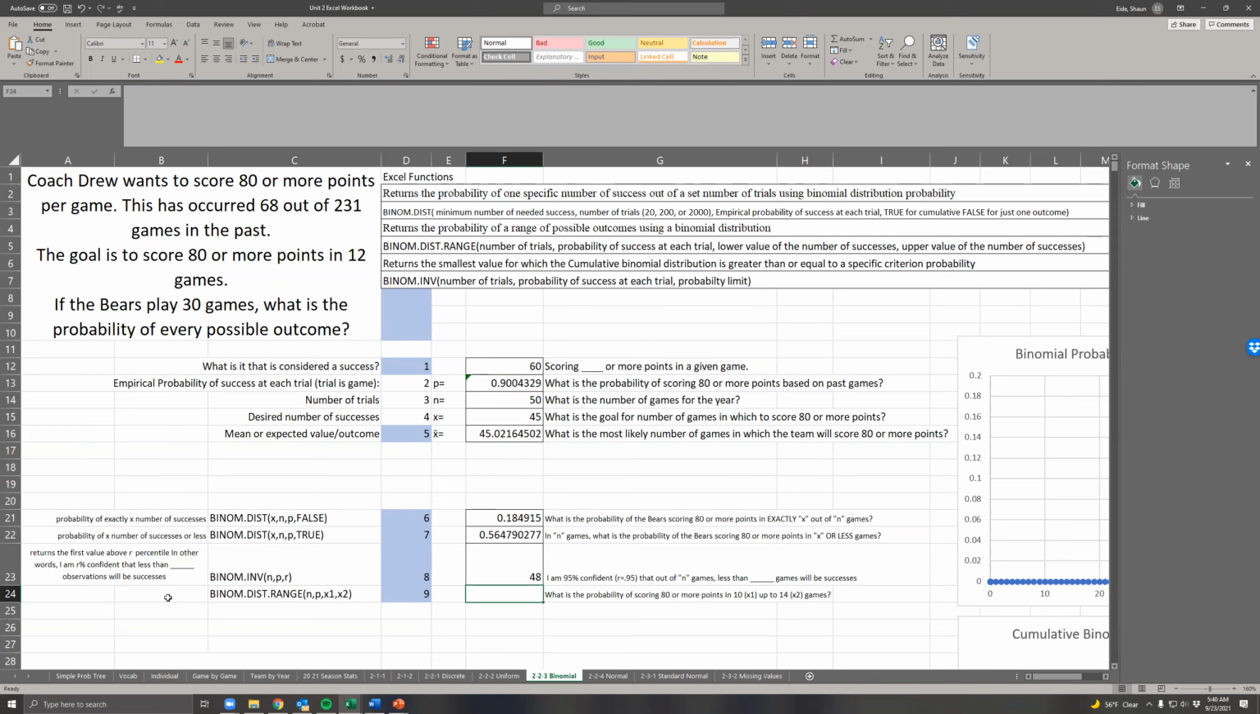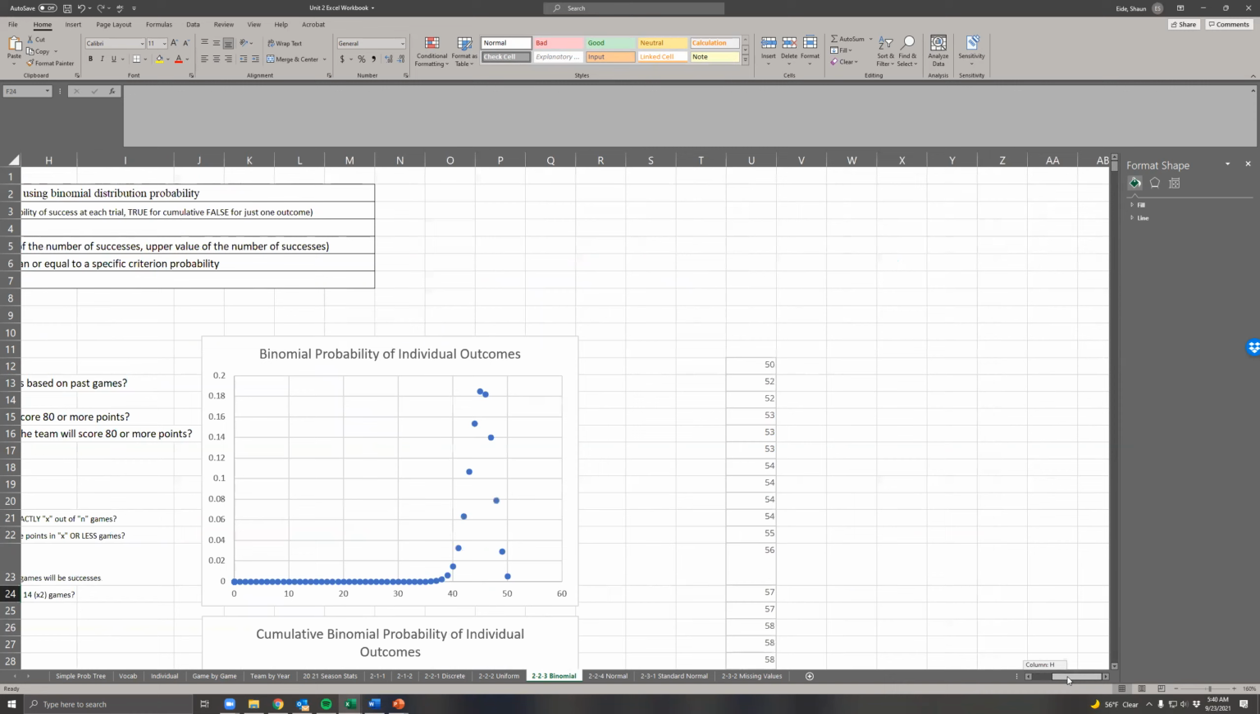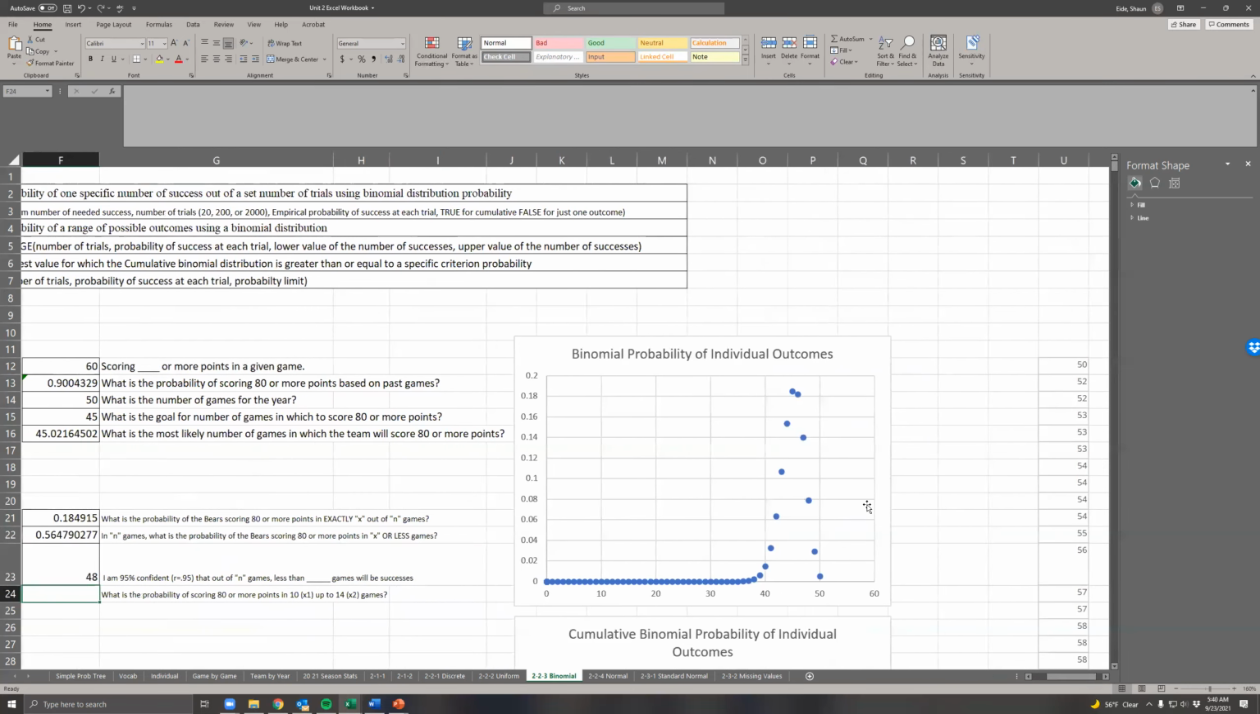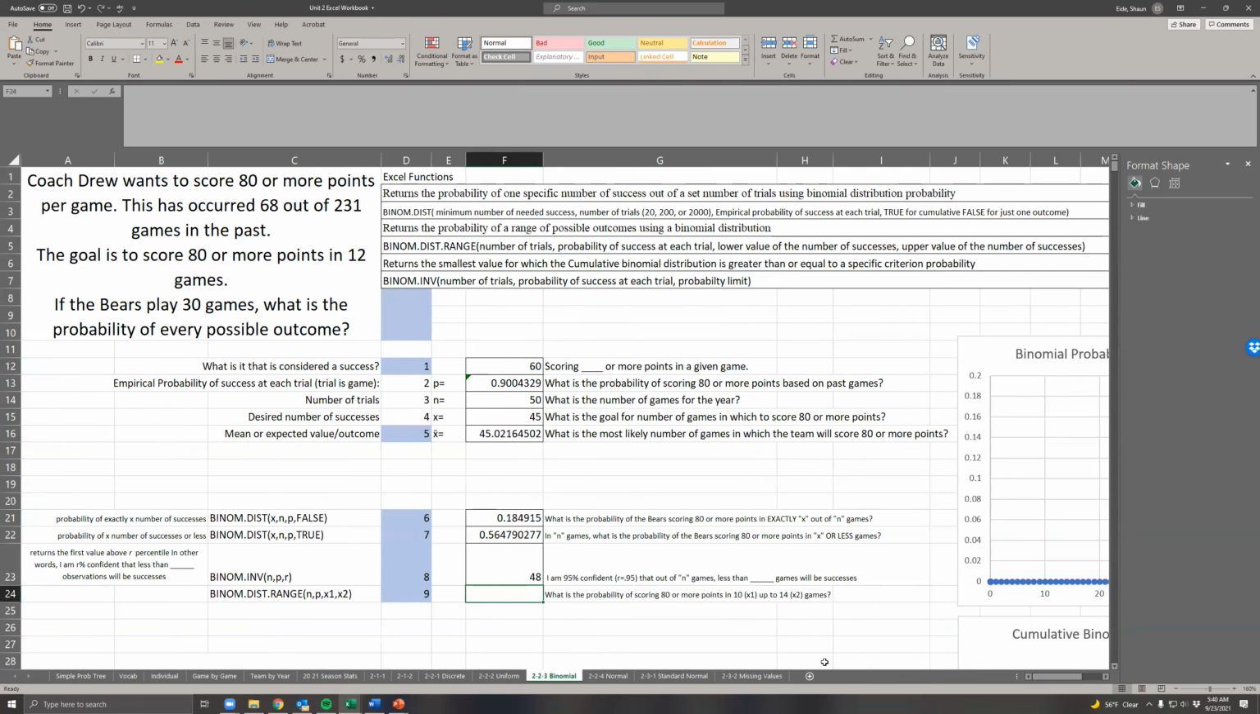So that means I'm 95% confident, if you add up all these probabilities together, that the number of successes will be 48 or less. Okay, so that's kind of how it works. So we're 95% confident that it's going to be somewhere between 48 and 0, is another way to say it.